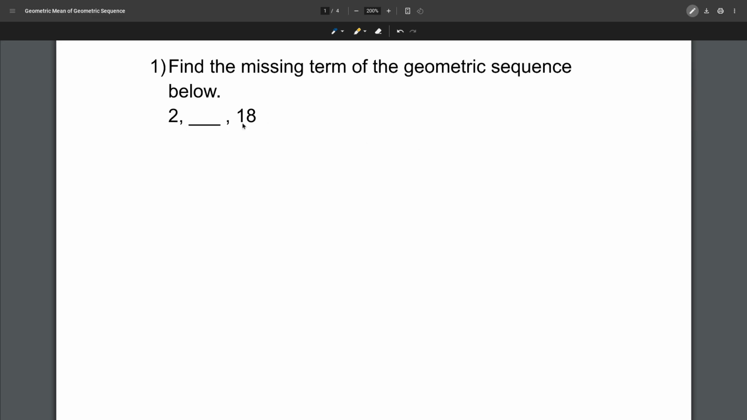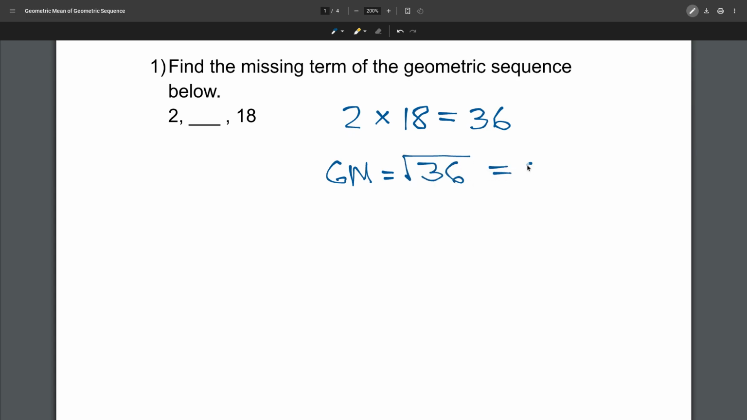So in this particular case, we do 2 times 18, that's going to give us 36. The geometric mean is going to be the square root of 36, so it's going to be 6. Now, the missing term could either be a positive 6, the geometric mean, or it could also be a negative 6. It could be the opposite of the geometric mean. So this missing term can be plus or minus 6.